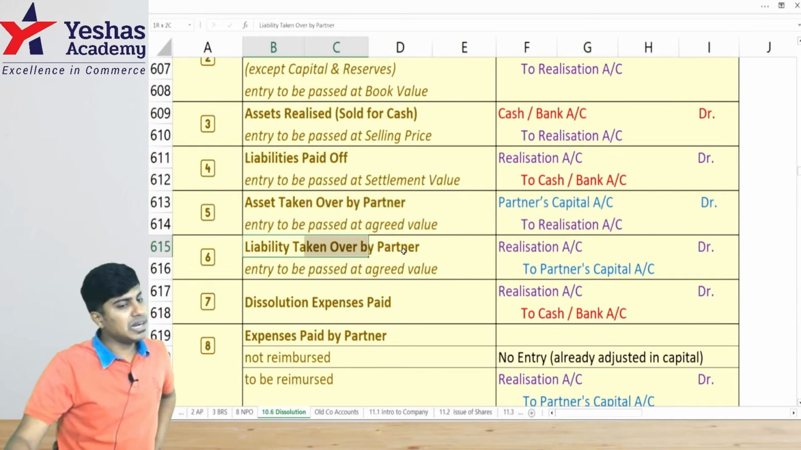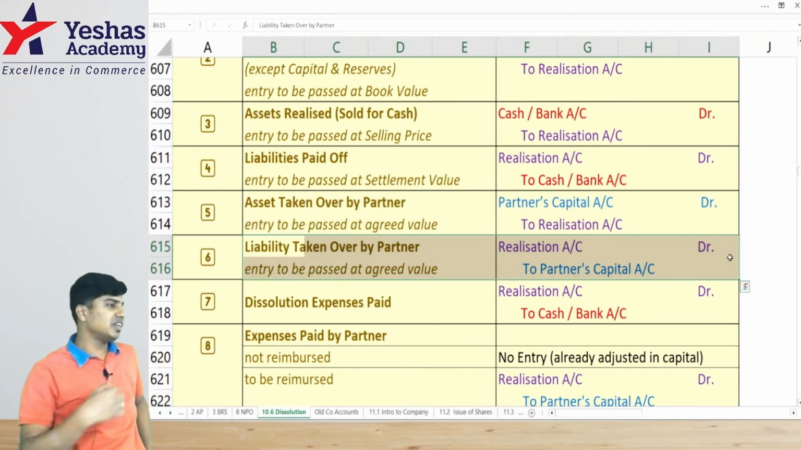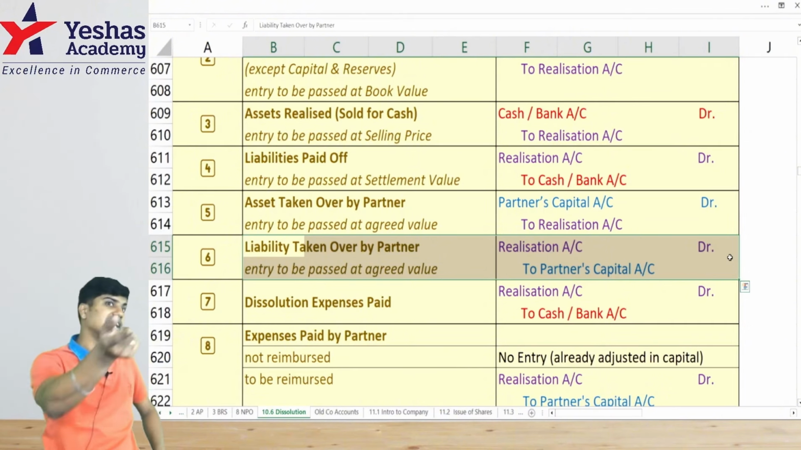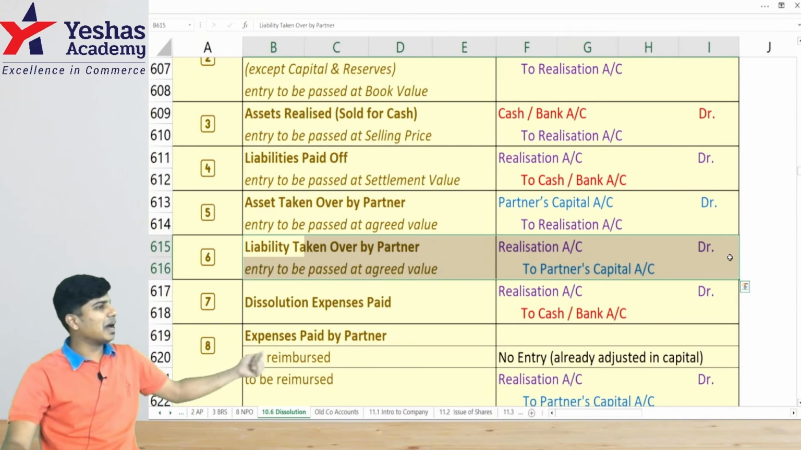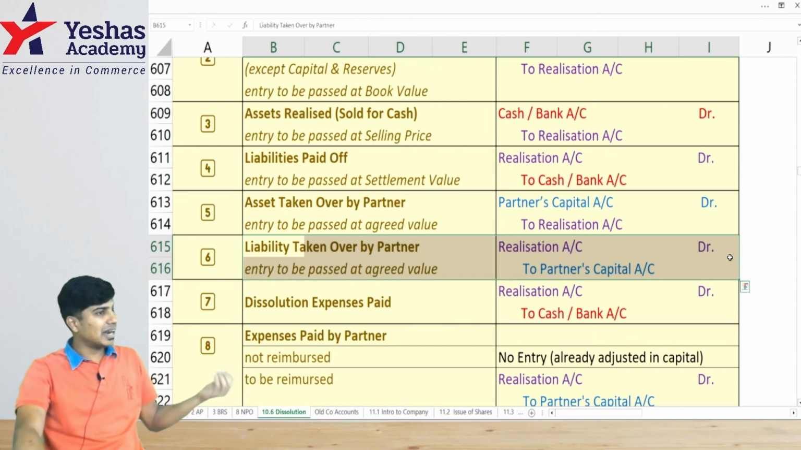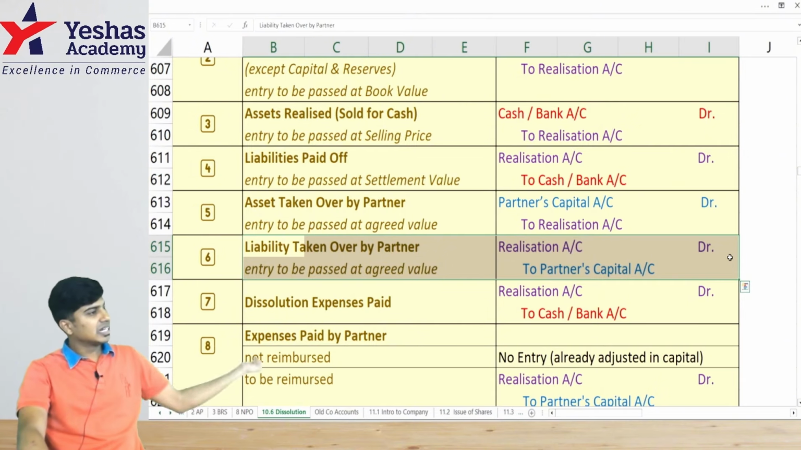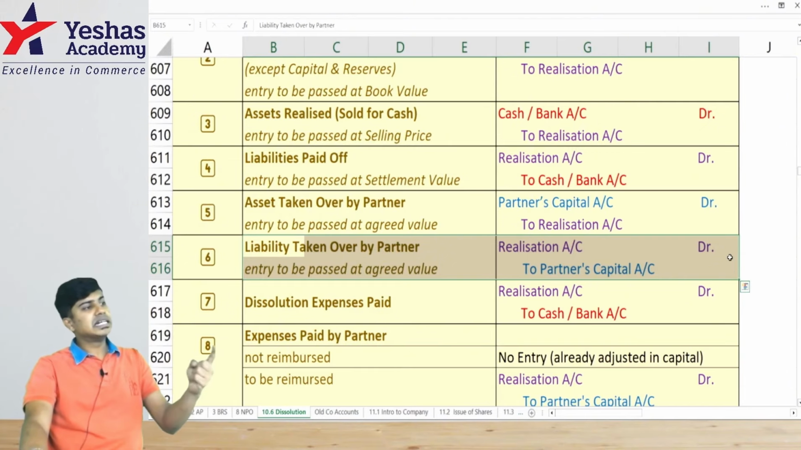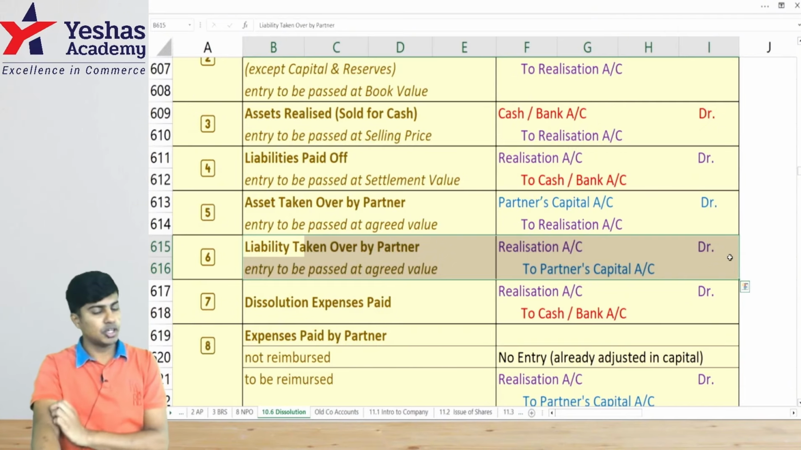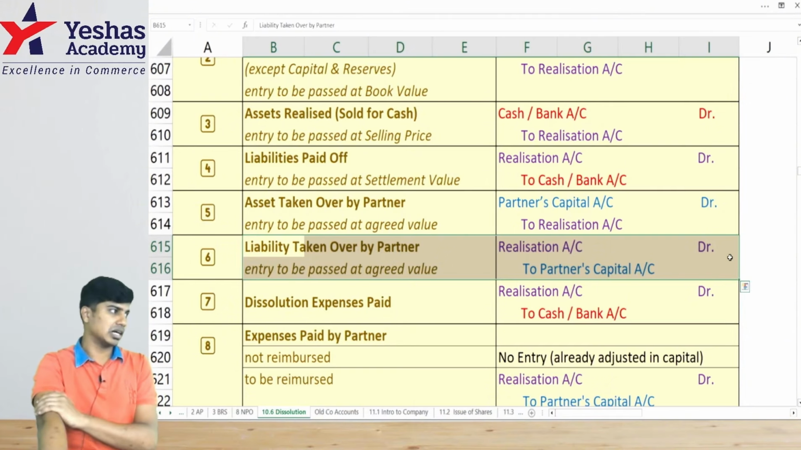What if liability is taken over by a partner? See, we are supposed to pay cash. Before we pay cash, he has taken over the liability, meaning he paid cash to the liability. So we have to give money to the partner now. So partner's capital will increase. Credit partner's capital, debit realization. Entry will be realization account debit to partner's capital account.